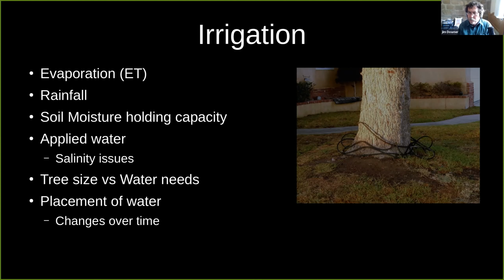So the placement of water changes over time as the tree grows. Its roots explore larger and larger volumes of soil that need to have water in it if they're going to be able to grow.